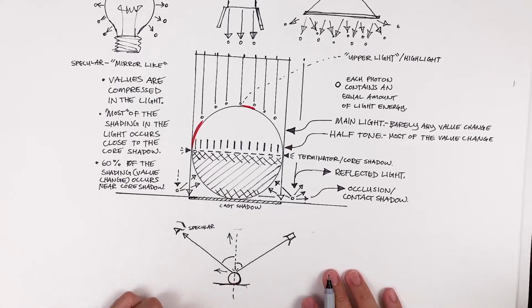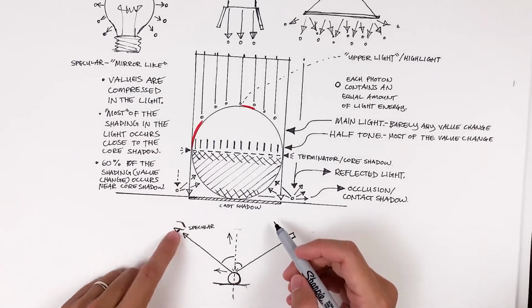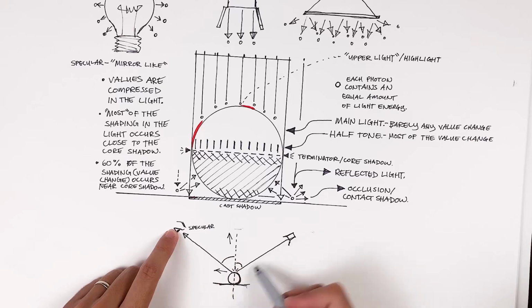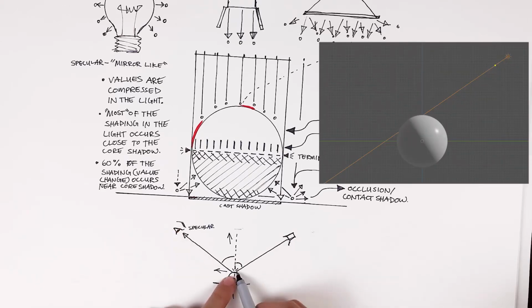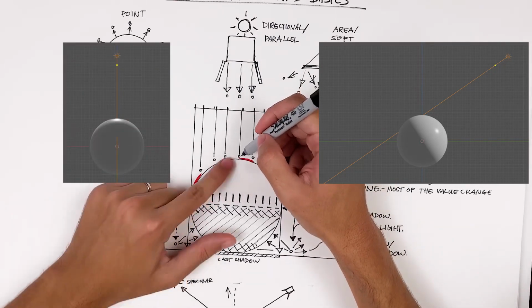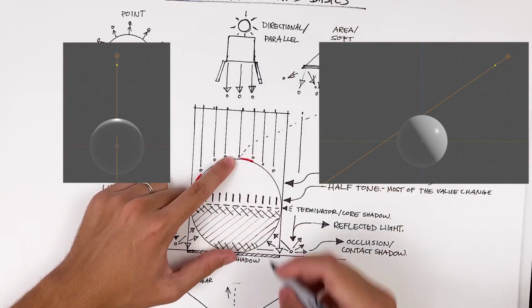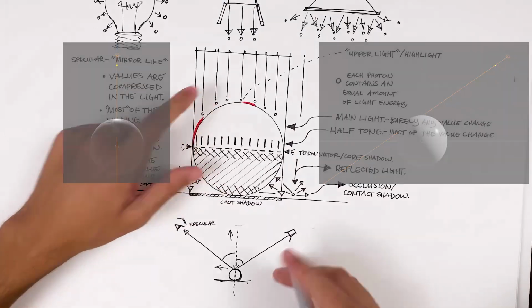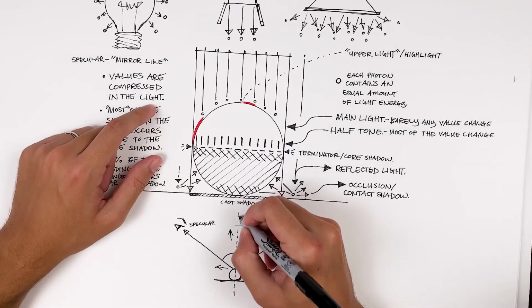From your viewpoint, in this setup, the light would be behind the ball, and that would produce a specular reflection right at the top of the ball. So this situation is not that. In this situation that we've drawn up here, the light is right above.